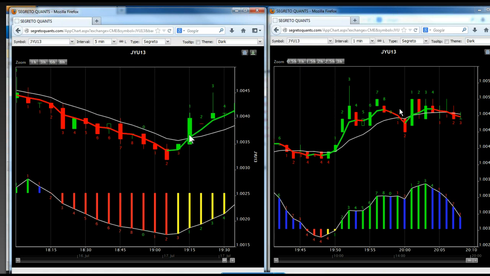Look at this beautiful entry right here. We have a 1, we have a green candle, we have a green HMA, it's crossing the fast-moving average, and if you look down below, we have a 1. I also like the slant difference between these two bars, and I like the fact that this trend line right here is also going up along with the HMA.